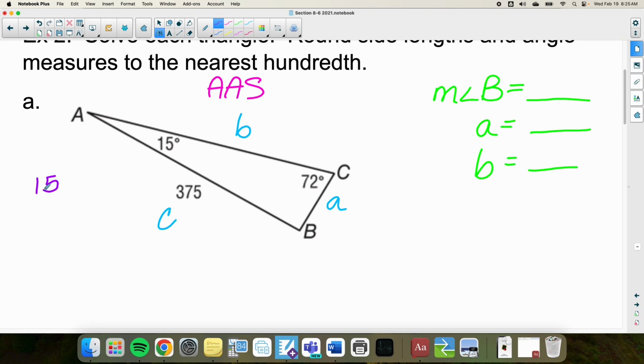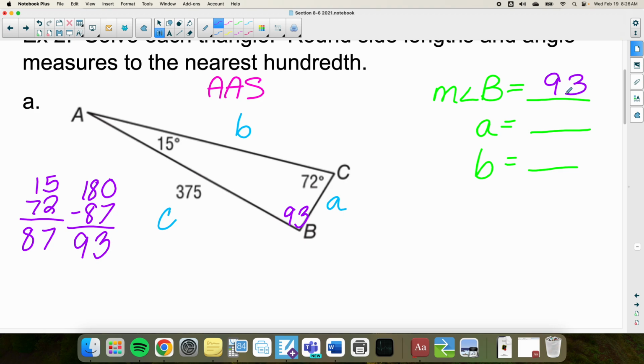So we're gonna do this. 15 plus 72, you don't have to show the work for this, but this is 87, and then you would subtract 87 from 180, and you would get 93. So that is angle B. I usually write it in there because we're gonna need that. And then I also come over here and write it there, okay? Now, when you go to find side A and side B, it doesn't matter which one you start first. You can find either one in whatever order.